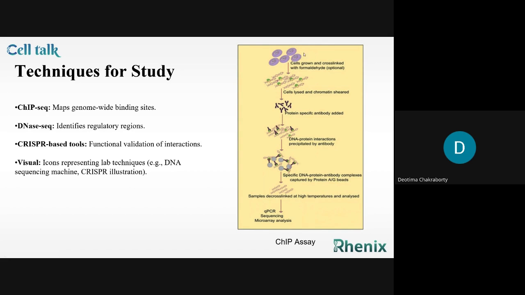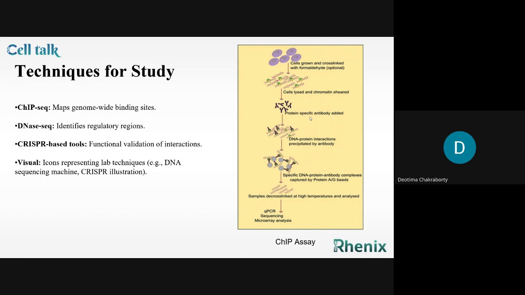For ChIP-seq, the DNA protein complexes are cross-linked using formaldehyde to preserve their interactions. Chromatin is then sheared into smaller fragments by sonication or enzymatic digestion. For immunoprecipitation, an antibody specific to the target protein is used to pull down the protein DNA complexes. This isolates only those DNA fragments that are bound to the protein of interest.